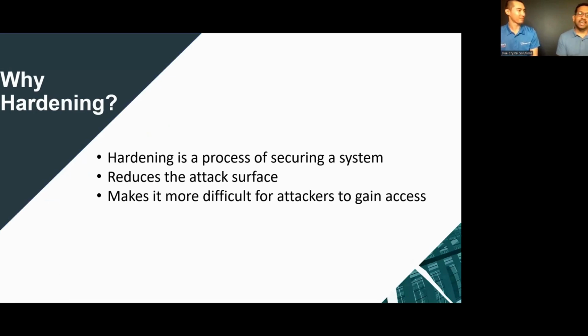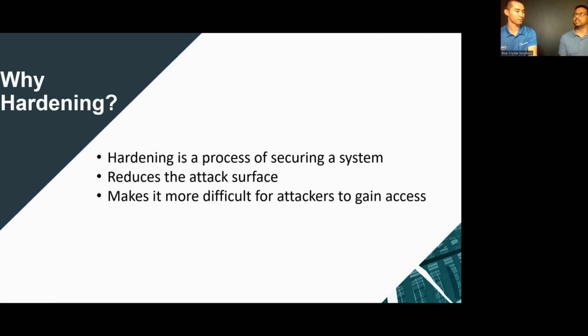Yeah, definitely. Well, in today's digital world, cyber threats are constantly evolving, and securing our IT infrastructure is paramount. Now you know that Linux systems are a critical component of many businesses, and securing them is important. So hardening refers to the process of configuring a system to be more secure by reducing its attack surface.